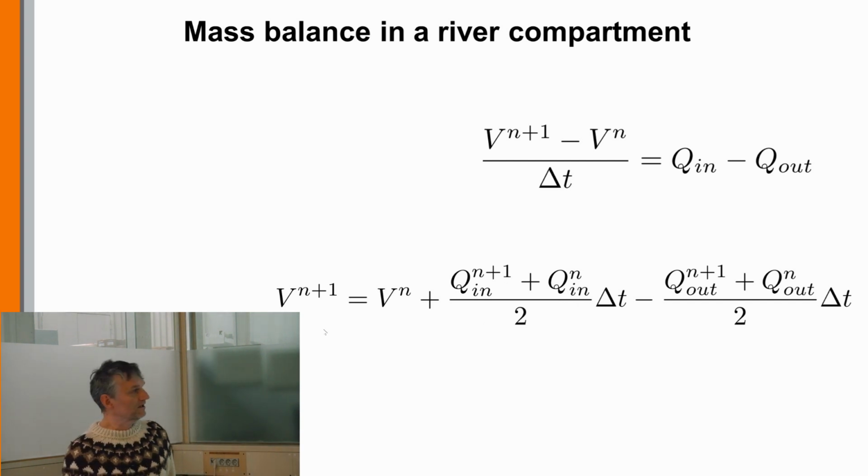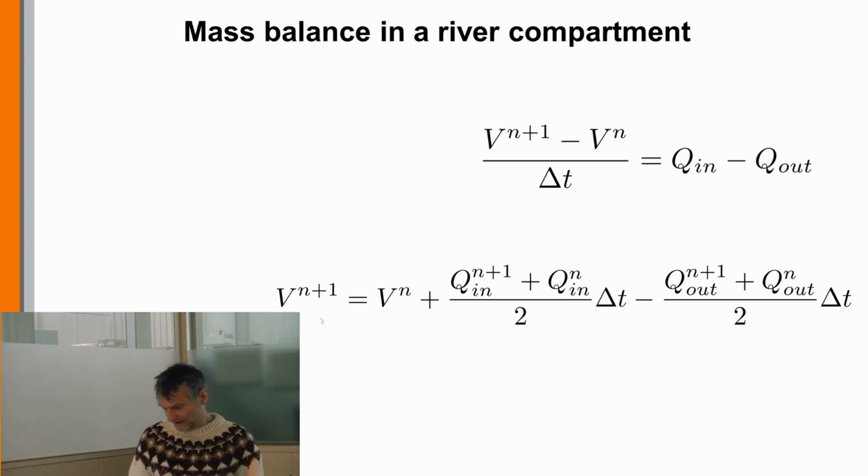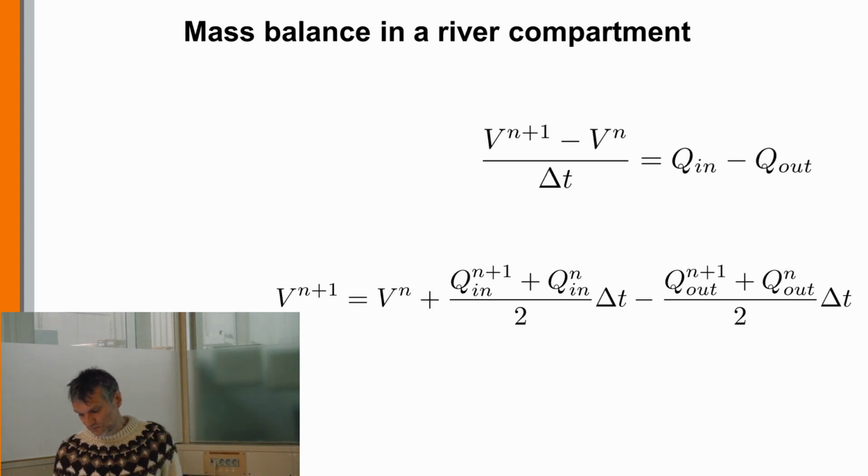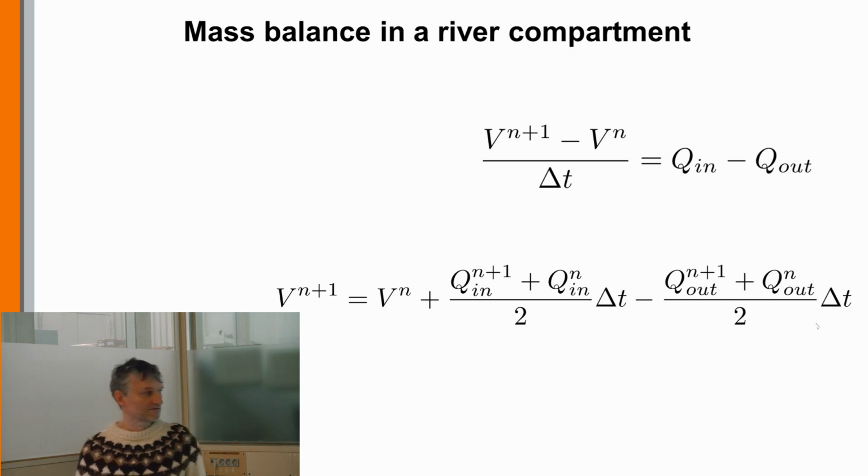And of course, we do the same with Q out. So we replace this here with Q out. We multiply the equation with delta T, and we put this on the other side. So this is the volume at the next time step: the old volume plus the average incoming flux times delta T minus the average outgoing flux times delta T. So this is also correct.